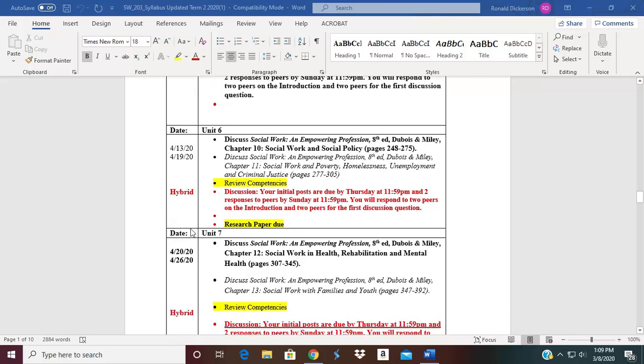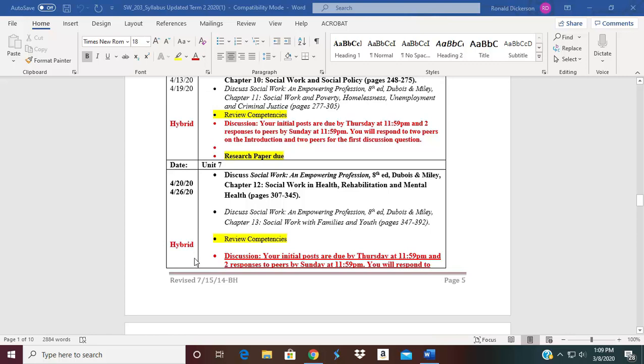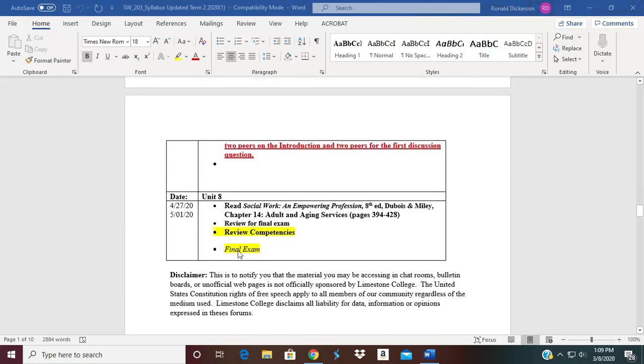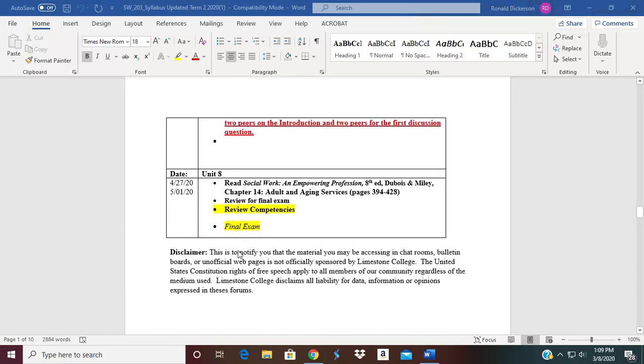As we go to Unit 7, which is the 7th week, which starts on the 20th of April and ends on the 26th, you have to read chapters 12 and 13. And then you have a discussion that you have to be able to respond to. Unit 8, of course, which would start on the 27th of April, that's week 8. And this course will end on the 1st of May, just before graduation. So just make sure that all assignments are due in time, especially for those students who are going to be graduating.